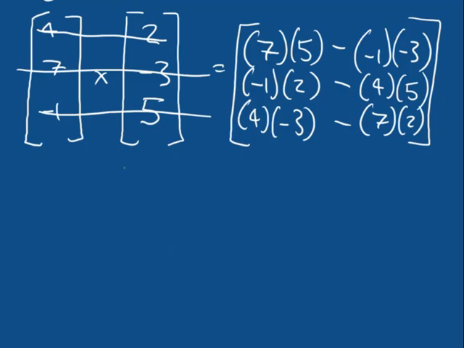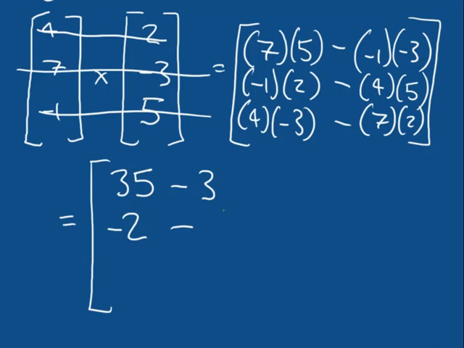Fantastic. And we can continue evaluating this. So this is equal to, well, 7 multiplied by 5 is 35. Minus 1 multiplied by minus 3 is positive 3, so minus 3. Negative 1 multiplied by 2 is minus 2. Minus 4 multiplied by 5 is 20. 4 multiplied by negative 3 is minus 12. Minus 7 multiplied by 2 is 14.